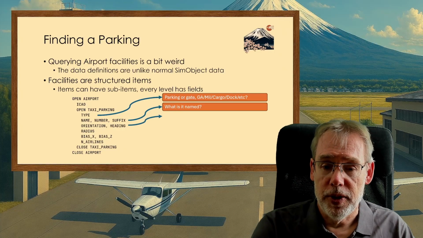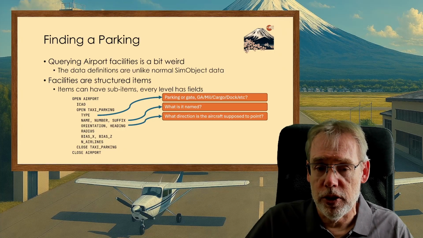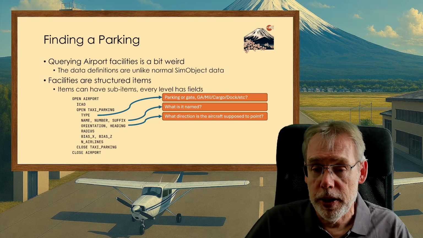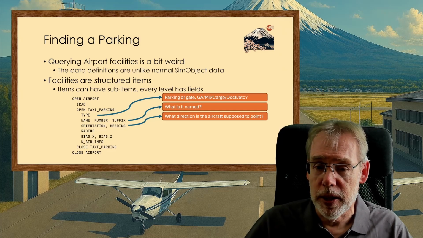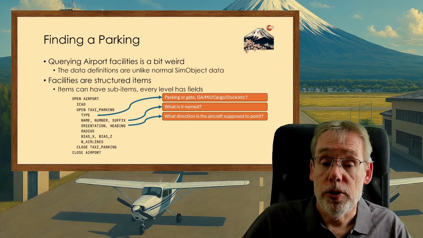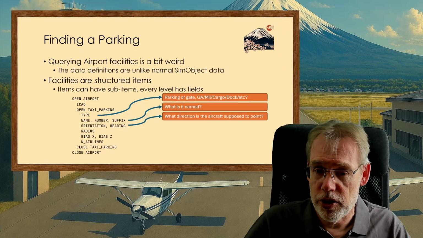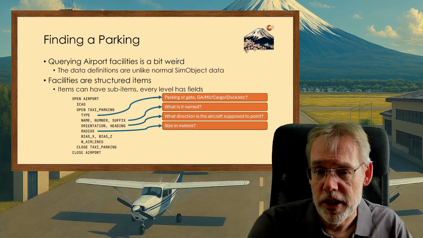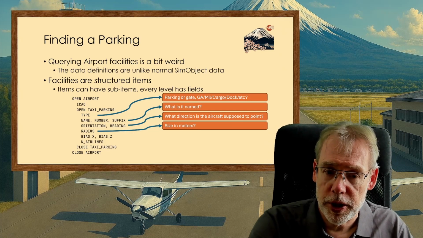Next, we have the orientation and heading fields, and orientation has to do with forward or backward. And this is to do with in what direction should the aircraft be pointing when it's parked here. But it also influences where the pushback is going to try and start. Next, we have the radius, which is the circle size in meters of this particular parking.